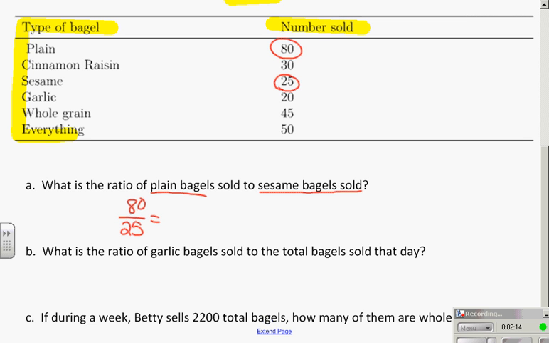We always express ratios in simplest form. 80 and 25 have a common factor of 5, which reduces to 16 over 5. For every 16 plain bagels sold, 5 sesame bagels were sold.